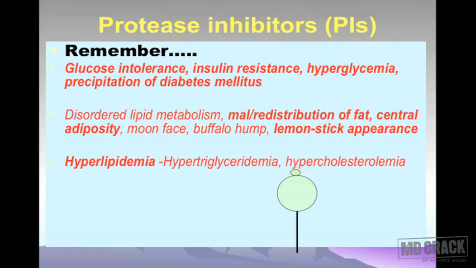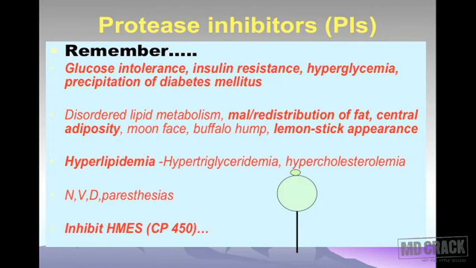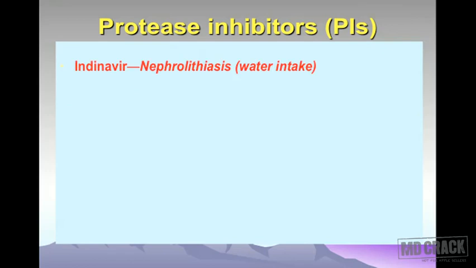Number one, the glucose metabolism disturbances, and number two, the disturbances of the lipid metabolism. The minor adverse effects: they do produce nausea, vomiting, diarrhea, and paresthesias. And I hope you are going to remember they are inhibitors of the cytochrome P450 enzyme system. We know this fact, and we take advantage of it by using low dose ritonavir therapy along with the other PIs, so that the other PIs could be potentiated.